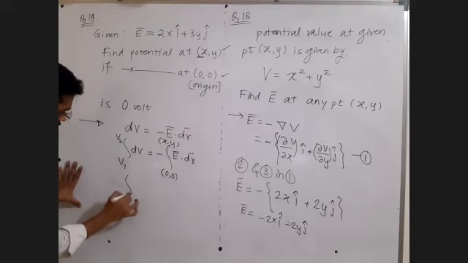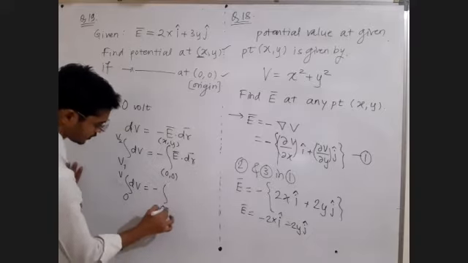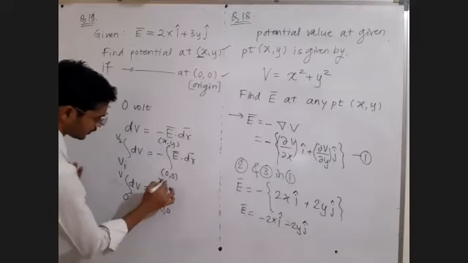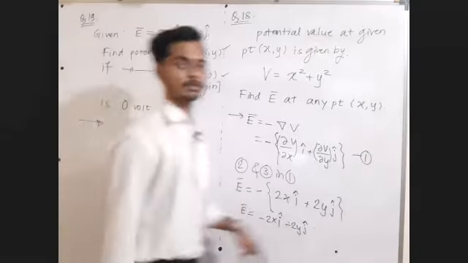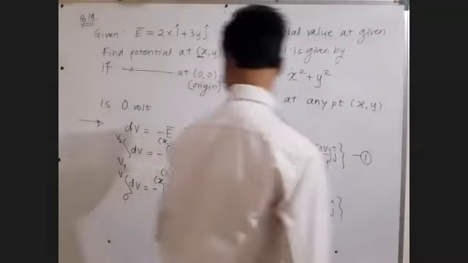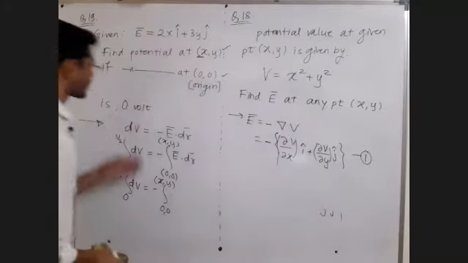or 0 and V and dv, that is also okay, minus initial point 0 comma 0, final point x comma y, E bar dot dr bar. Now we have to write E bar, we have to write dr bar. Let's do it. It's a dot product, not a big deal.